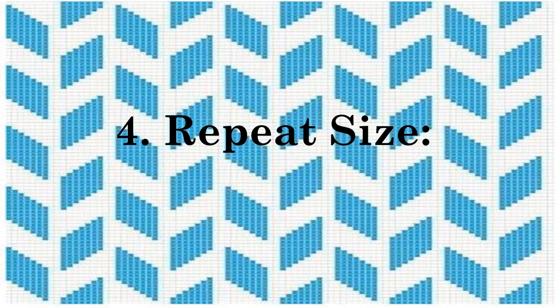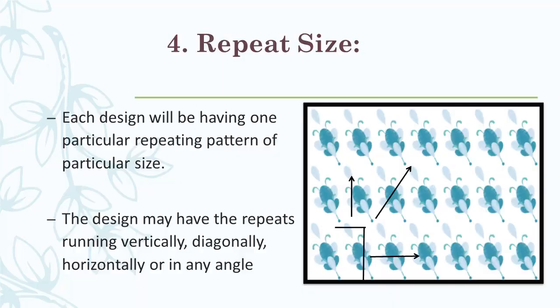Our fourth term is repeat size. Now you are finding one image at the background. Can you observe the repetition of patterns? Why has this repetition been done? Yes, definitely to have continuation of the design. So we may have to repeat the patterns either vertically, horizontally, or at any angle, diagonally too, to get continuation of the design in warp way as well as weft way. So lengthwise and widthwise we need to continue the design. It will be in a running manner.